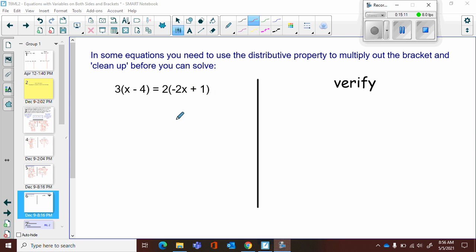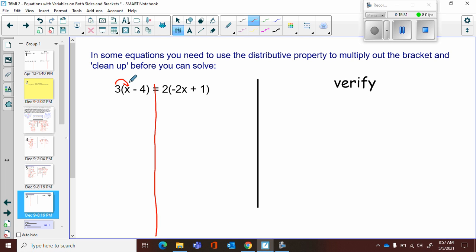So our last example has variables on both sides, but we actually have the distributive property on both sides of our equation. So we need to multiply out these brackets on both sides before we can proceed and try to solve. So let's do that.